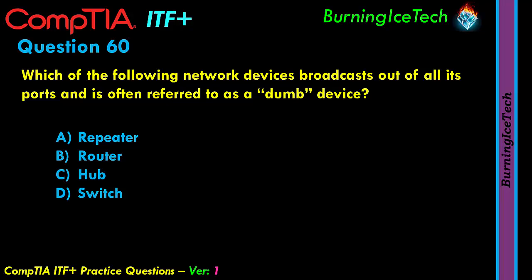Alternatively, a repeater can also be used to rebroadcast a wireless signal to kick the can further down the road. But it's not going to broadcast out of all of its ports. That's not what a repeater does. It's to repeat a signal, is what it does. A router is to route your traffic across the internet. It's so that your machine can access the internet and access what it needs over the globe, basically. So that's not going to broadcast out of all of its ports.